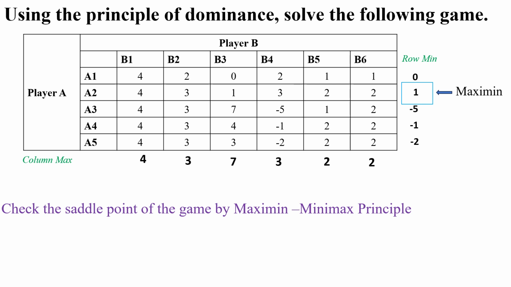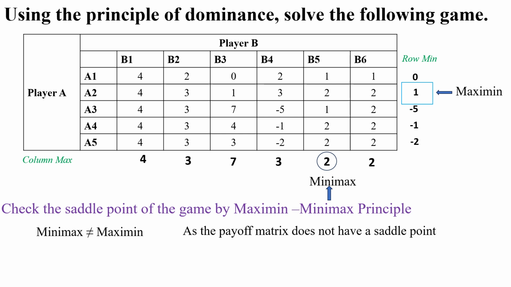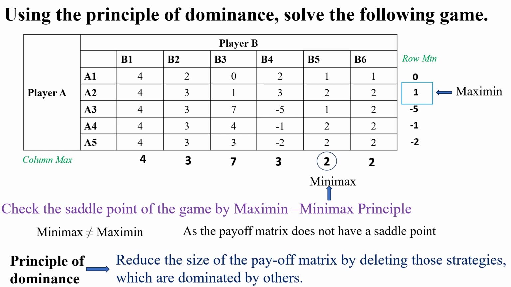Next we have to select the minimum value among these maximum values, which we call the minimax value. So here the minimum value among the maximum values of 4, 3, 7, 3, 2 and 2 is 2. So 2 is the minimax value. Here the minimax value is 2 and the maximin value is 1. So minimax is not equal to maximin. So the given payoff matrix does not have any saddle point.